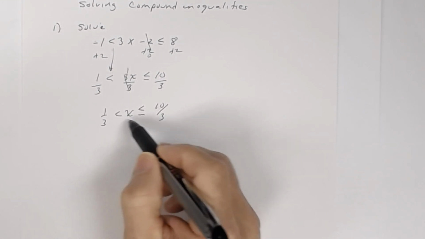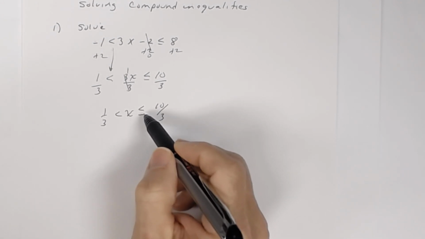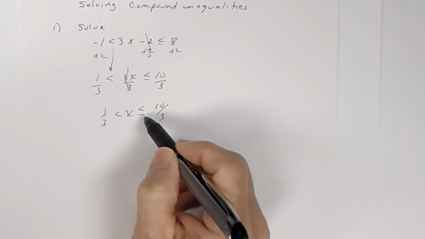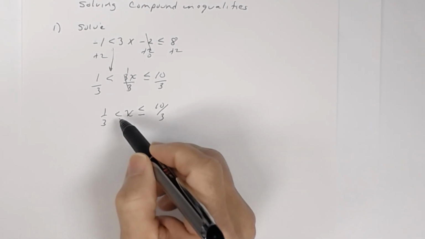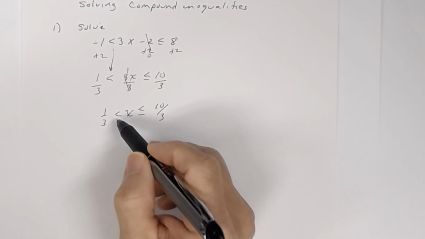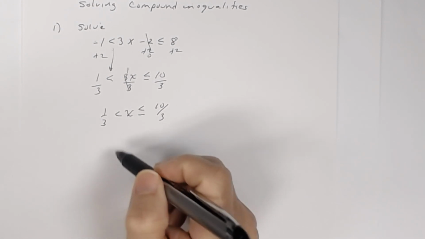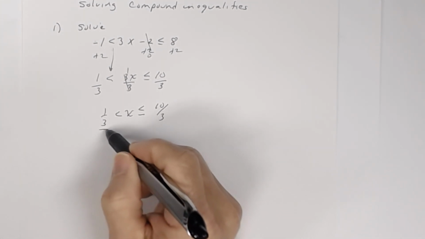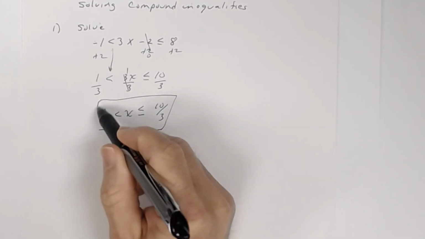So every real number between 1/3 and 10/3, including 10/3 because of the equal sign, and then greater than 1/3 as well. Now notice there's no equal sign here. All right, so that's your solution in terms of an inequality.